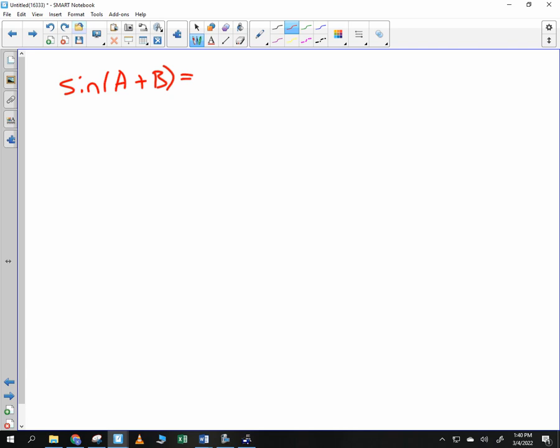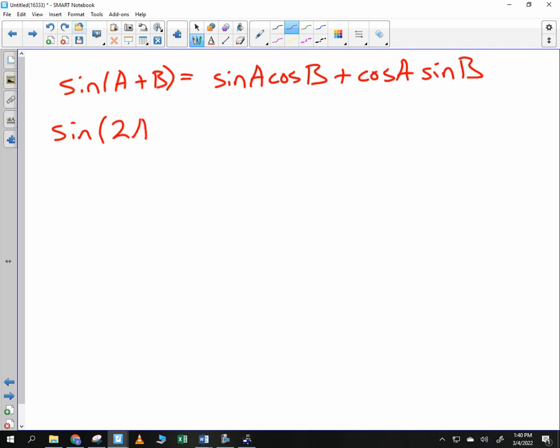Could you expand sine of a plus b for me? Anybody? Without looking at your notes? Sine of a times cosine of b. So the question comes up, suppose that a and b are the same values. Then what's sine of a plus a? 2a. And then you would have sine of a times the cosine of a, plus cosine of a times the sine of a. Aren't those the same expressions?